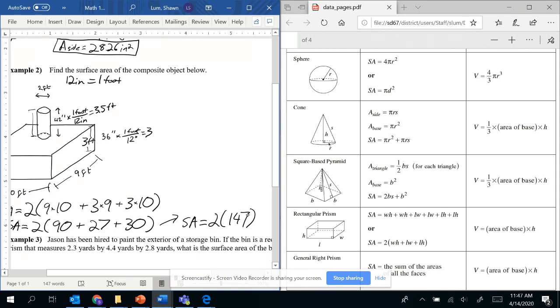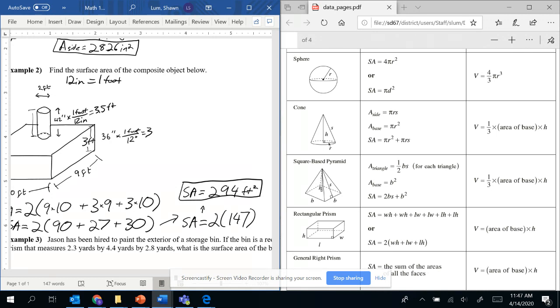Now, surface area equals 2 times 147. So 2 times 147 is 294. So the surface area of the box is equal to 294, and that is going to be feet squared, or square feet, what we say. Now, this is not our final answer. This is just the surface area of the box.